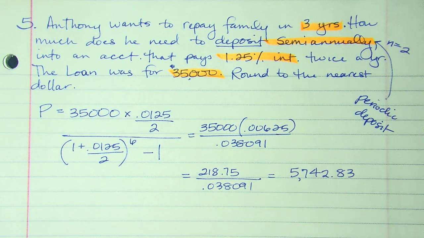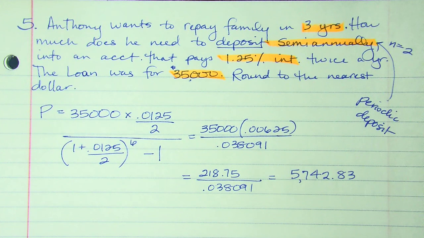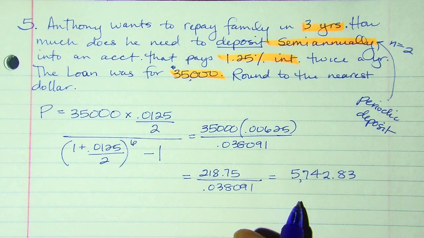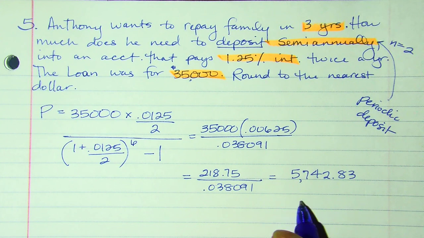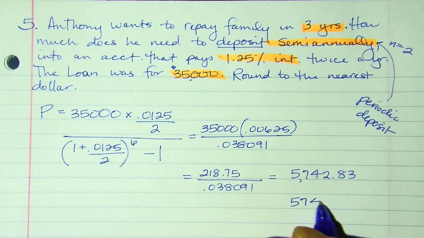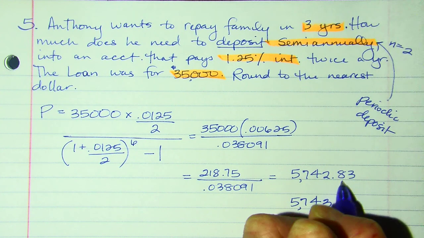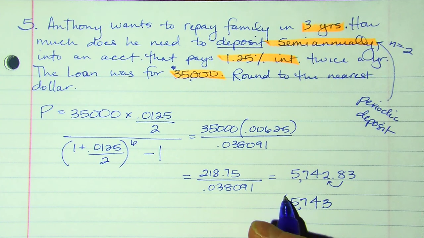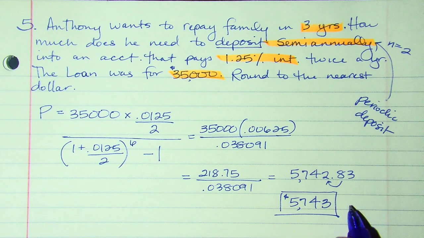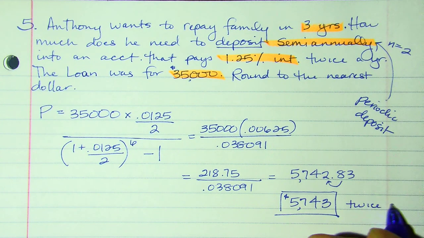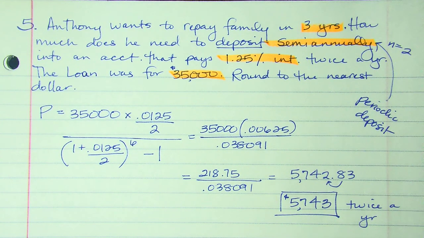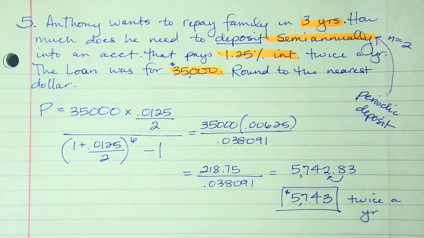And I got $5,742.83. Now, remember, this is how much he's going to deposit twice a year, but it said to round to the nearest dollar. So 5,743, right? Because the 8 rounds the 2 up. So he needs to deposit this twice a year for 3 years in order to pay his parents back. So that should cover what's from this section.